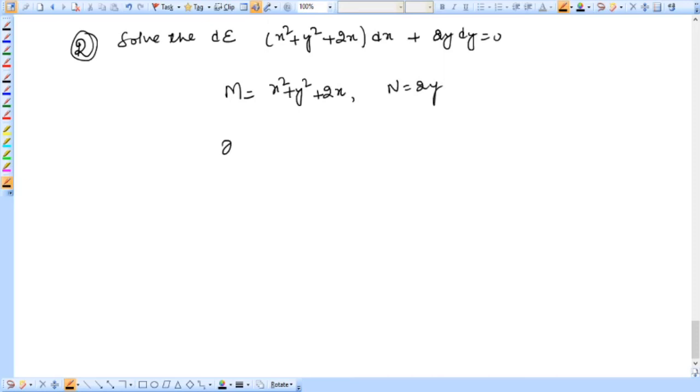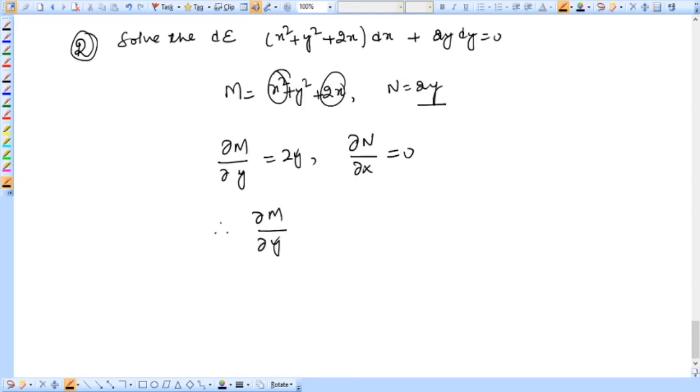So what would be curly M by curly y? It would be equal to 2y, because the derivative of x square would be 0 and the differentiation of 2x would also be 0. Also you see curly N by curly x, because this is independent of x, it is equal to 0. Therefore, curly M by curly y is not equal to curly N by curly x. Thus the given differential equation is not exact. So we need to find some integrating factor so that this equation becomes exact, right?